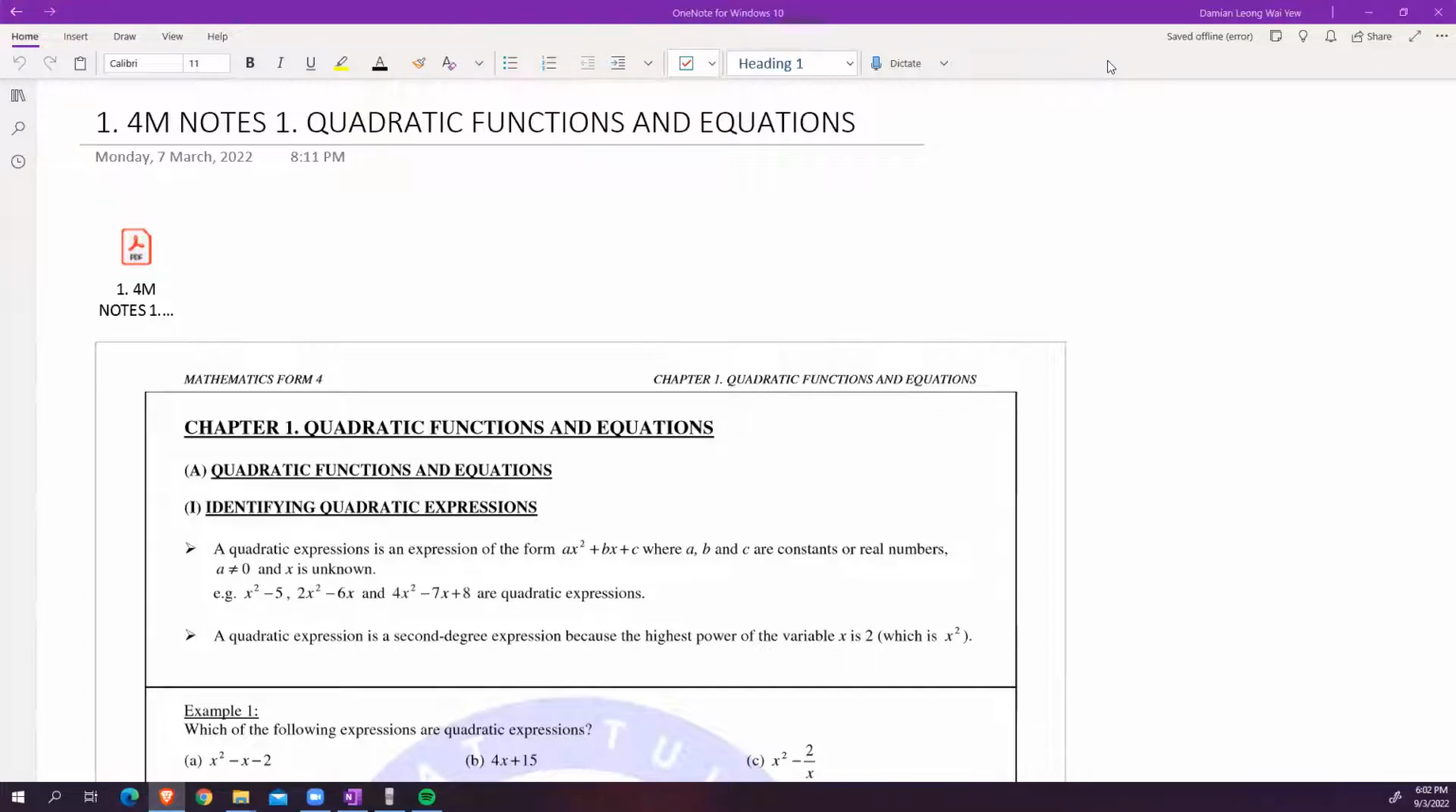First, we look at Form 4, Chapter 1, which is Quadratic Functions and Equations. Yeah, don't need to look at any book, just look at what I display. And yeah, just listen for a bit. Okay, no need to write down also. If you want, you can write down a bit of notes, but if you don't want to write down, it's fine also. You can just watch my replay of the video.